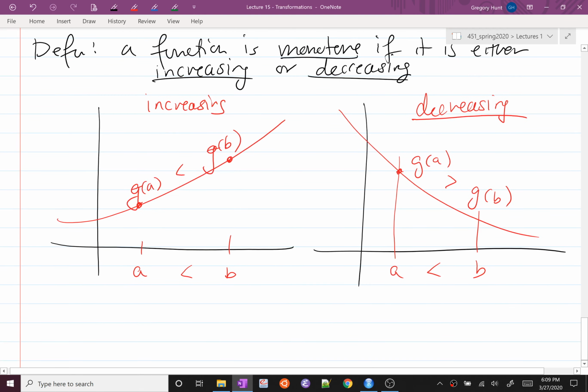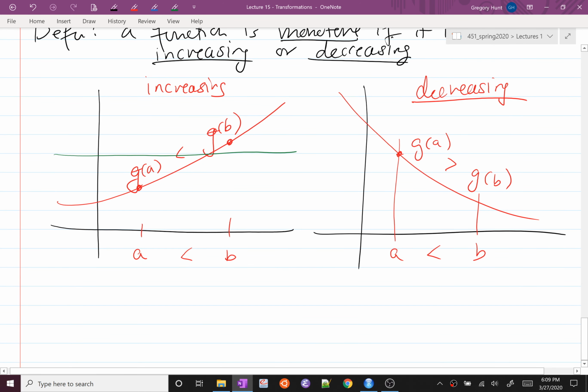One very nice property of a monotone function is that they're invertible. So all monotone functions are invertible. If you go back to the high school definition of invertibility, you can do the line test, where if you draw a straight line through this, it only intersects the function once. So it's an invertible function. And that's going to be true of all monotone functions, so they're all invertible.